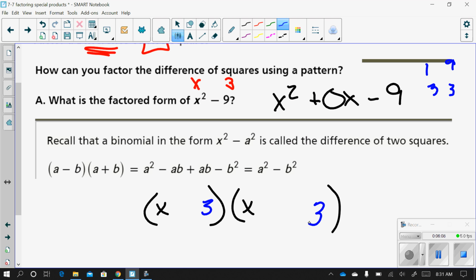Now if I check out the signs, C is negative, so signs are different. So I know one's minus, one's plus. Remember we called these conjugates when they were exactly the same except for the sign in the middle. So when I reverse FOIL the difference of two squares, they reverse FOIL into conjugates.